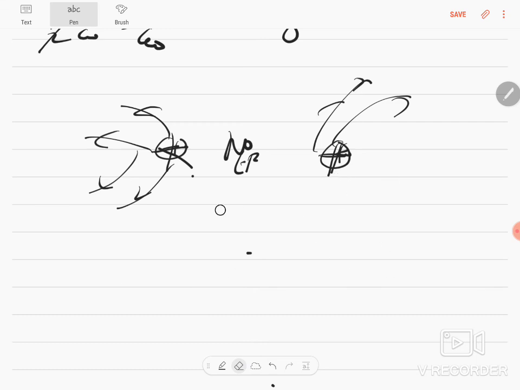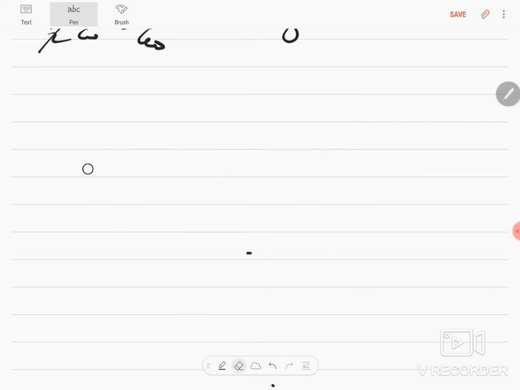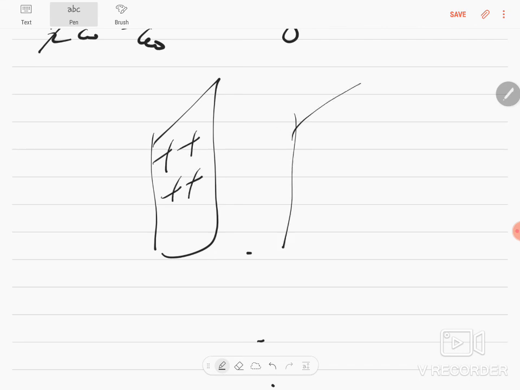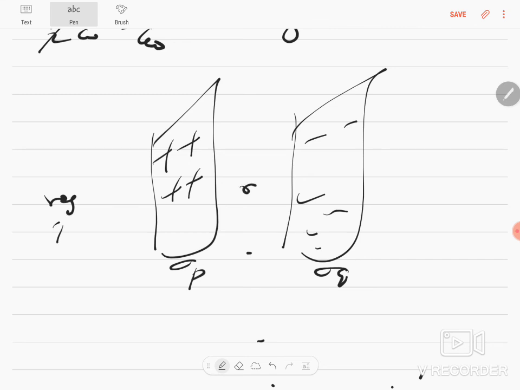So the same question they will twist and ask you, if this is a plate which is positive and this is a plate which is negative. Then what do I do? Immediately, this is sigma P, this is sigma Q, this is region 1, this is region 2, this is region 3.